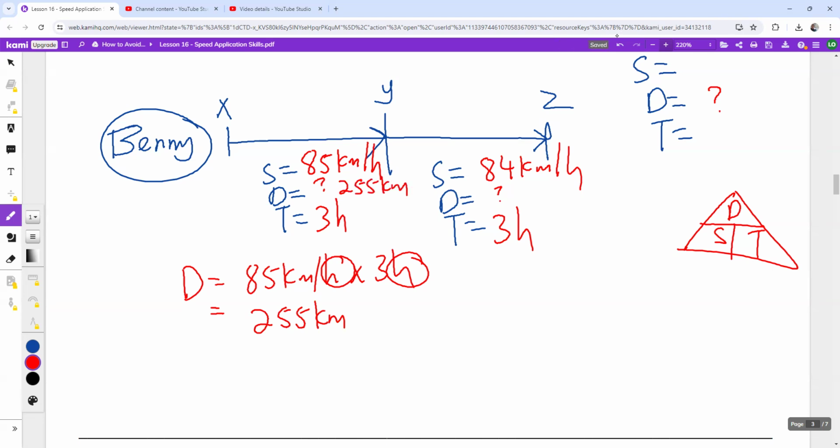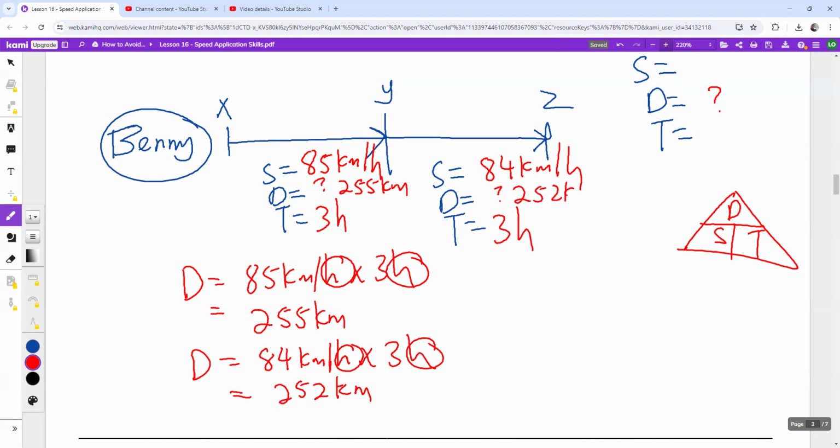All right, what's the next step? Now, the next step is to look at how to find the distance for the second part. So distance is equal to speed, which is 84 km per hour, multiplied by time. And of course, you need to check the units again to make sure they are the same. So you have 84 times 3, and you will get 252 kilometers. And whatever you have found, you put inside the model.